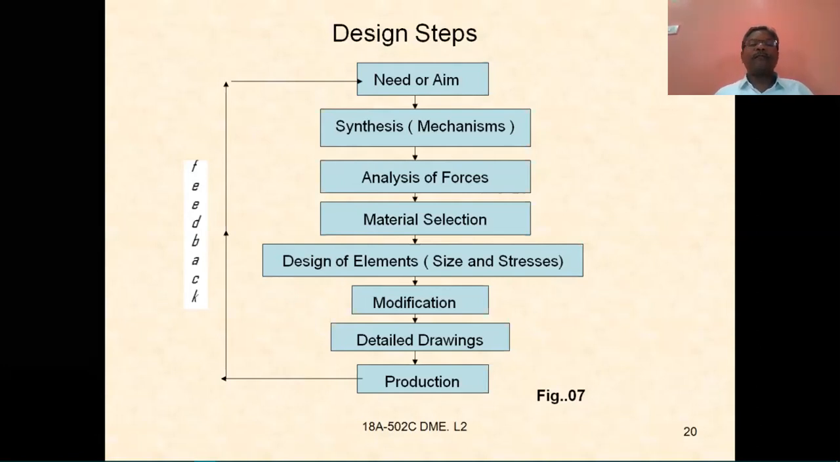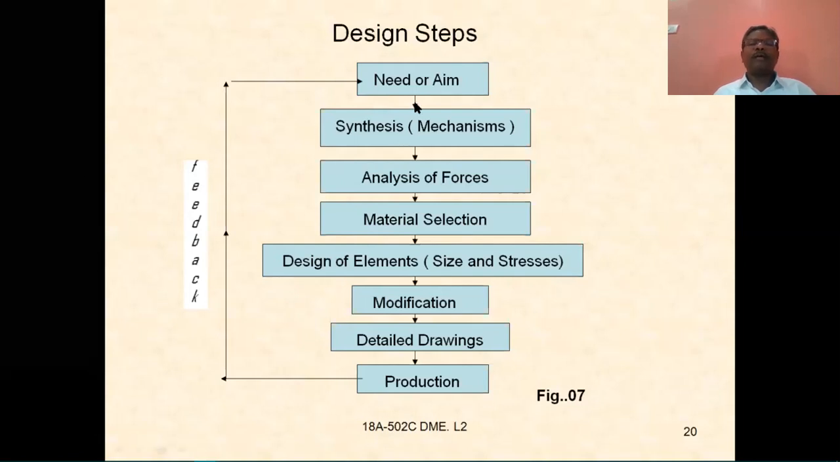So based on the feedback, if any modifications are required, once again you have to go for need, synthesis, analysis, material selection, design of machine elements, modifications, detailed drawings, and final production. This is the general procedure for design of any machine component or machine element.